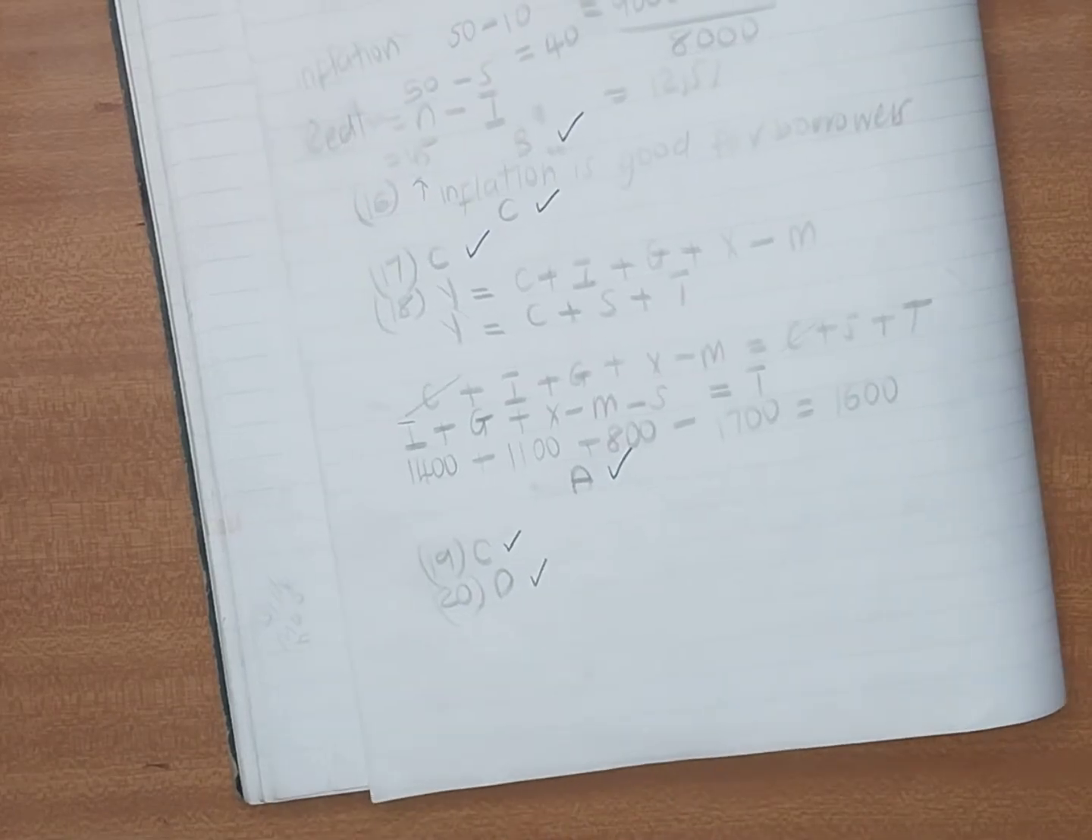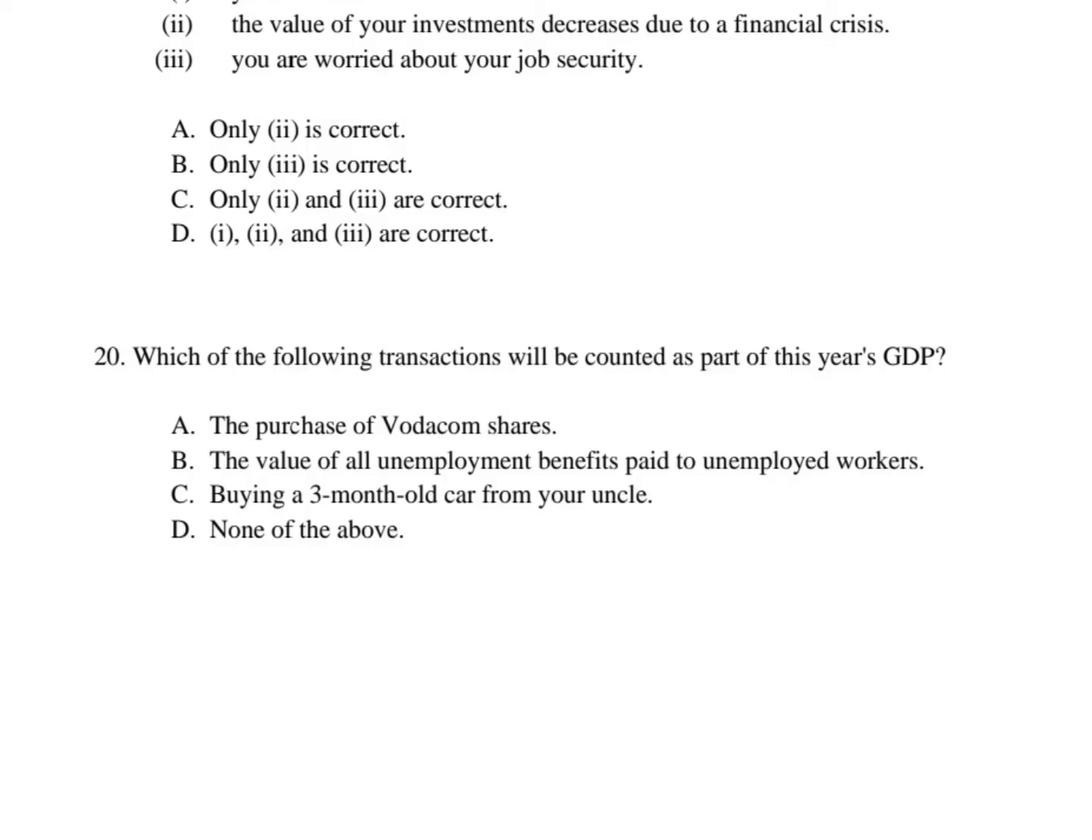Last question. Which of the following transactions will be counted as part of this year's GDP? The price of Vodacom shares? No. Anything that has to do with shares is not counted. Reason being that when you're selling shares, it's not an increase in GDP. It's just movement of ownership. So there's no new production of goods and services or anything like that. And shares are intangible things, right? So the first one is incorrect.